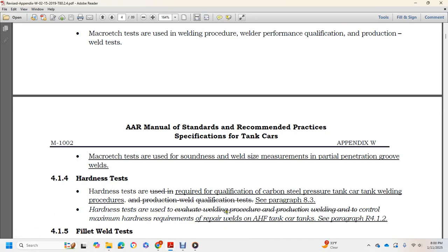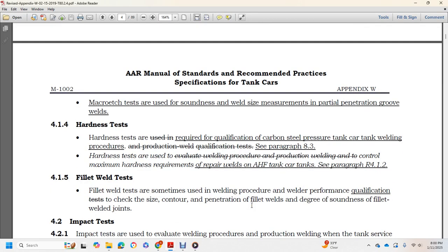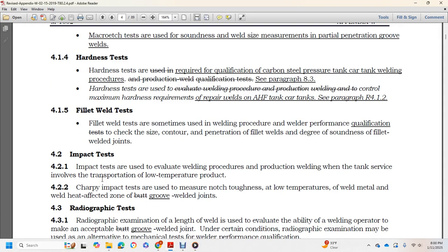Hardness tests are used to evaluate welding procedure, production welding, and to control maximum hardness requirements for repair welds on the AHF tank car tanks. See paragraph R412. Fillet weld test. Fillet weld tests are sometimes used with welding procedure, welding performance, and qualification tests to check size, contour, penetration, and degree of soundness of fillet weld joints. Impact tests. Impact tests are used to evaluate welding procedure and production welds on tanks involved with the transportation of low temperature products. Charpy impact tests are used to measure notch toughness of low temperature weld metal and weld heat affected zone in butt groove weld joints.